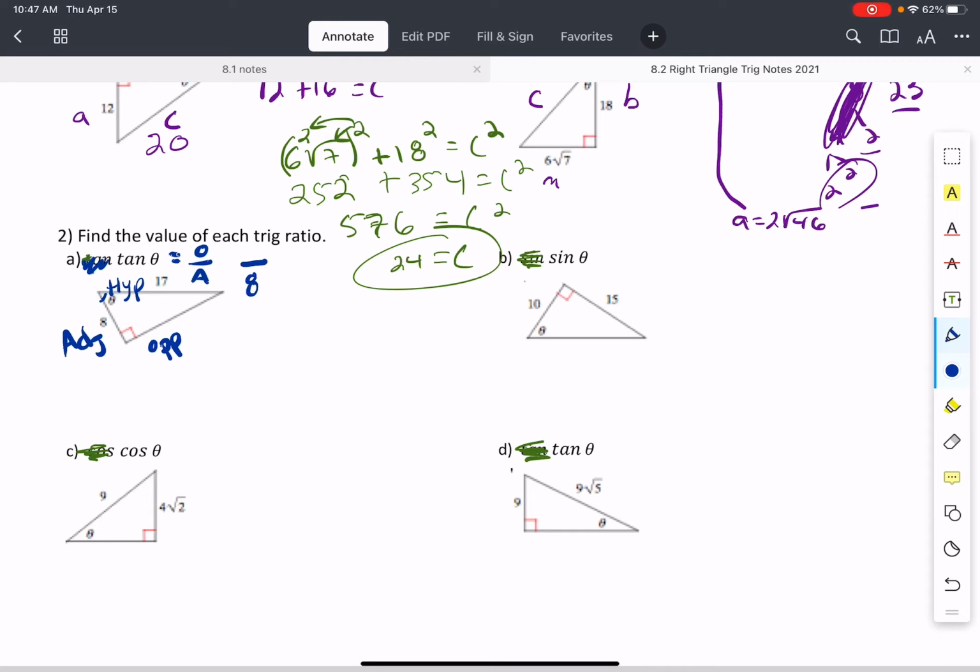Everybody good? See the point of why we reviewed Pythagorean theorem? Okay. So is my variable going to be A, B, or C? It could be A or B, but it can't be C, right? So I'm just going to make it A. It doesn't matter if it's A or B. So A squared plus 8 squared equals 17 squared.